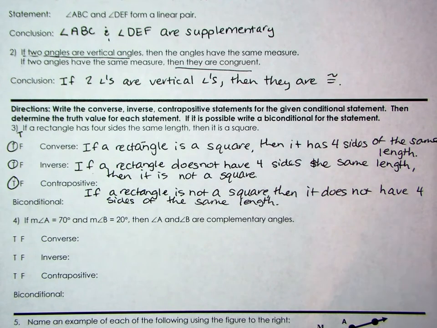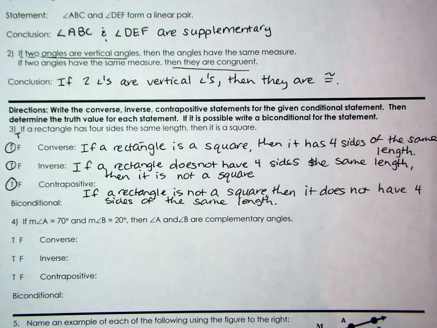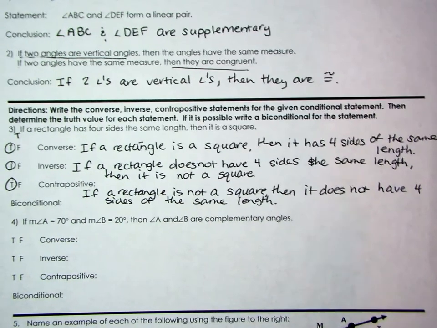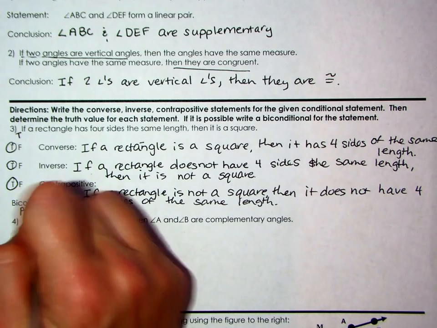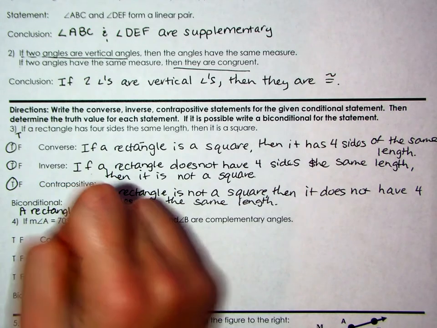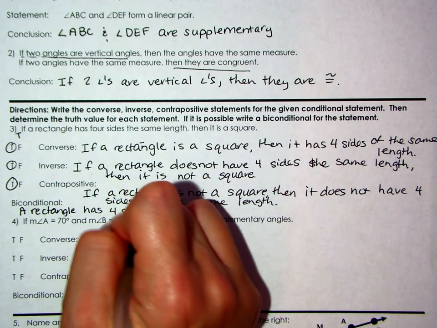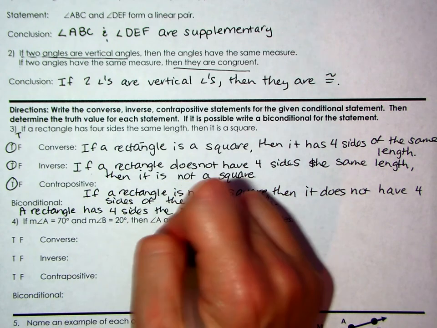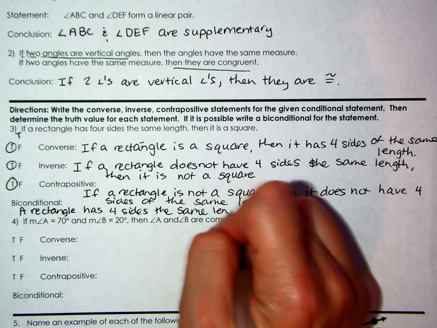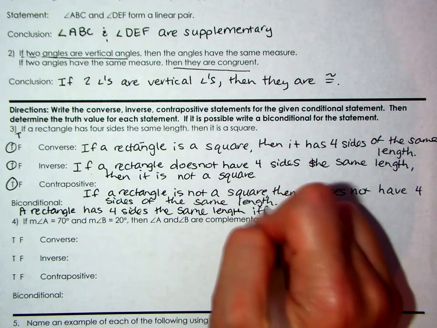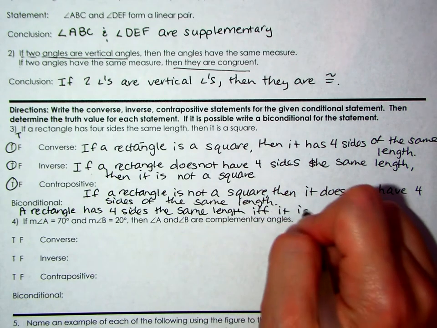So now I can write the biconditional because both the original and the converse were true. So the biconditional would say, a rectangle has 4 sides the same length if and only if it is a square.